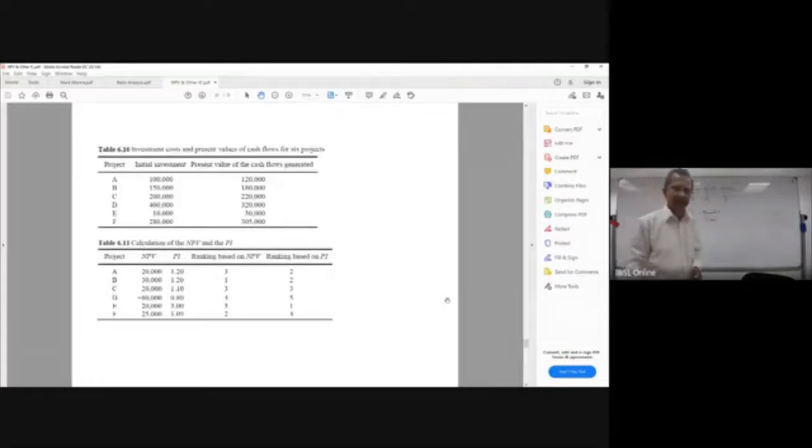So we have an example. I have taken this from a book, so that's why a different table number is there. Investment cost and present value of cash flows for 6 projects, right? So that's what we are going to do now. We have the initial investment for A, B, C, D, E, F projects, then the present value of the cash flows generated. Then the next table is calculation of NPV and profitability index, right?